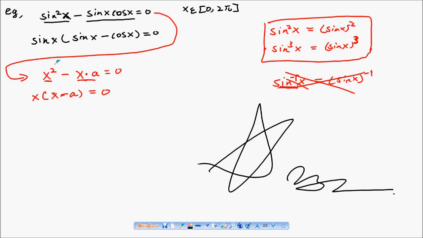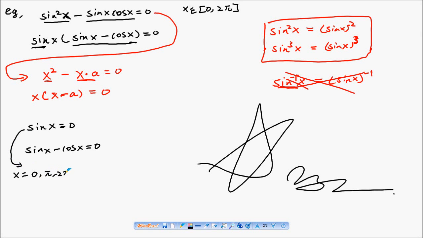The rest is easy. Once we have sine x bracket sine x minus cosine x equals to 0, then to solve for x, sine x can be equal to 0. Also, sine x minus cosine x is also 0 from the term in the bracket. To solve this, from this step here, x is going to be 0, pi, and 2 pi.